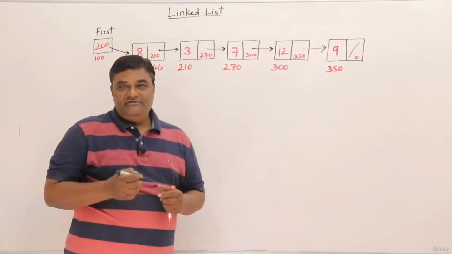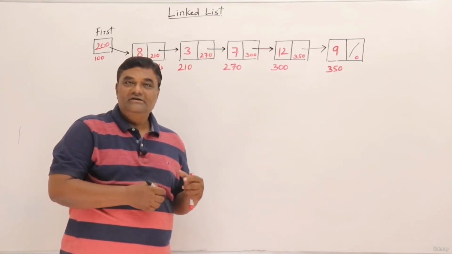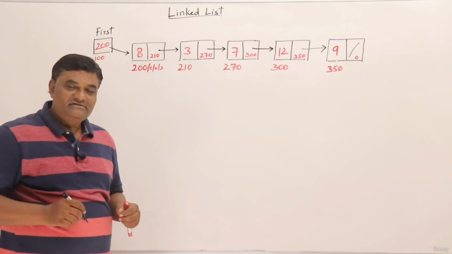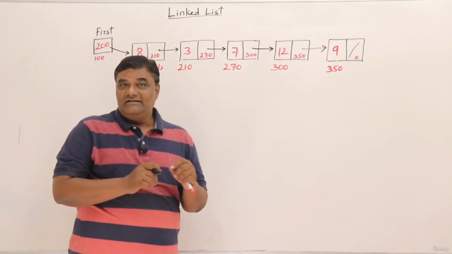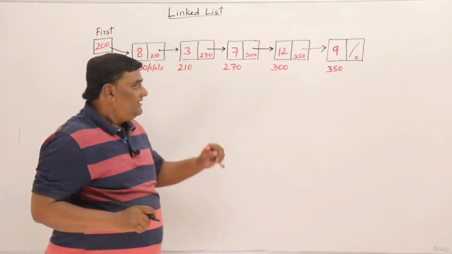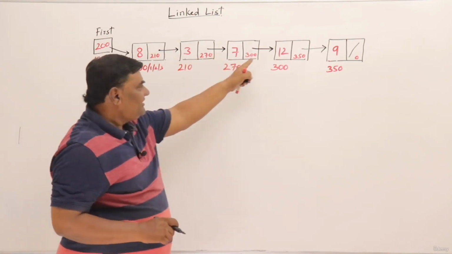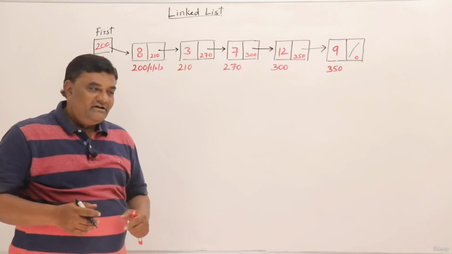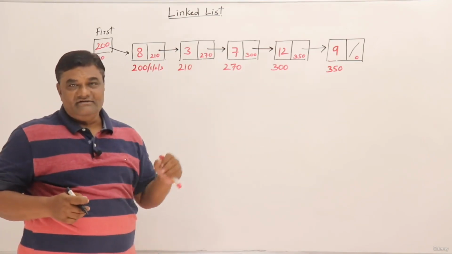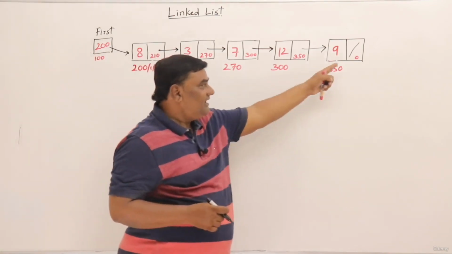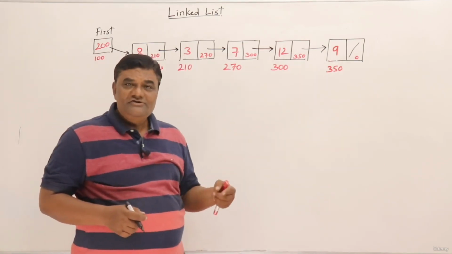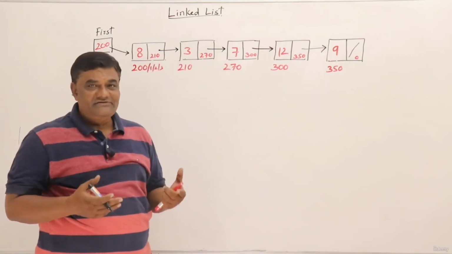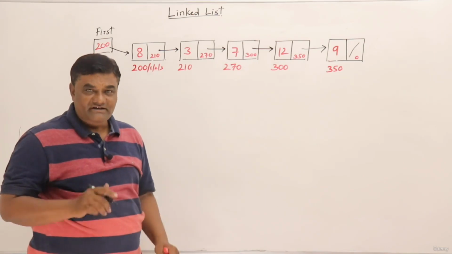Now let us look at a function for counting the number of nodes in a linked list. That is, knowing the length of a linked list. If I count the nodes, 1, 2, 3, 4, 5 nodes I have. So for this, we have to traverse through the linked list until we reach that last node, and every time we should go on counting. So with this way, we can know the number of nodes in a linked list.